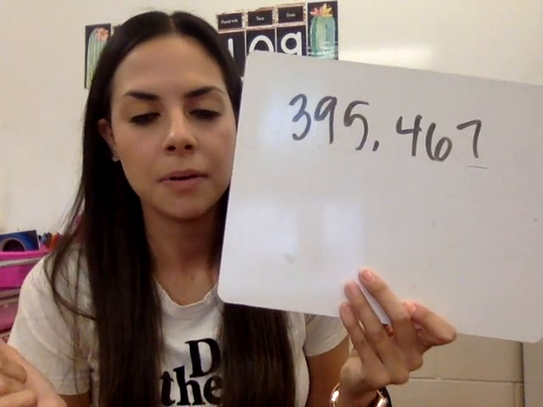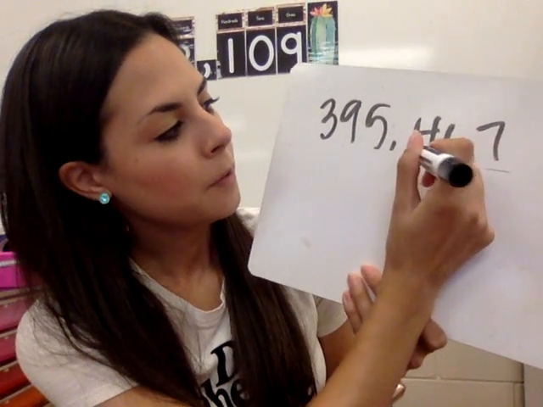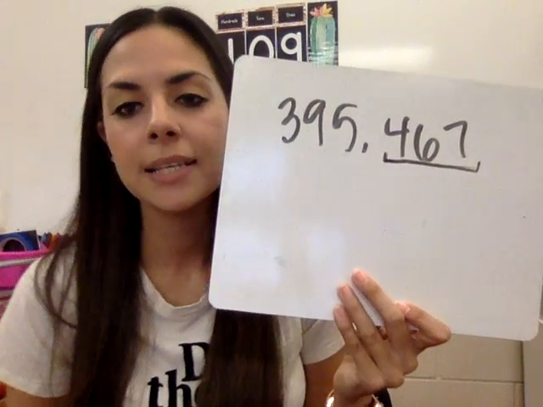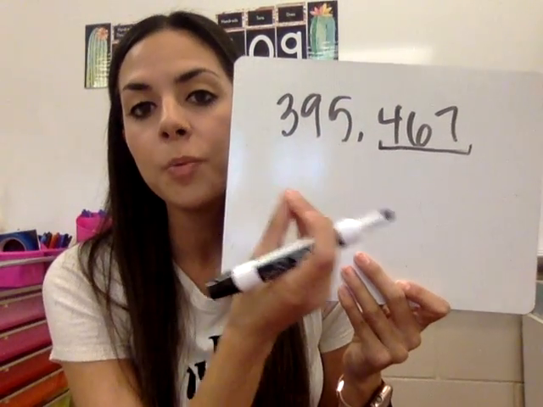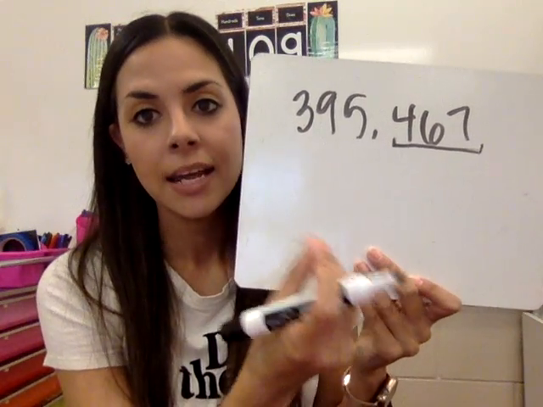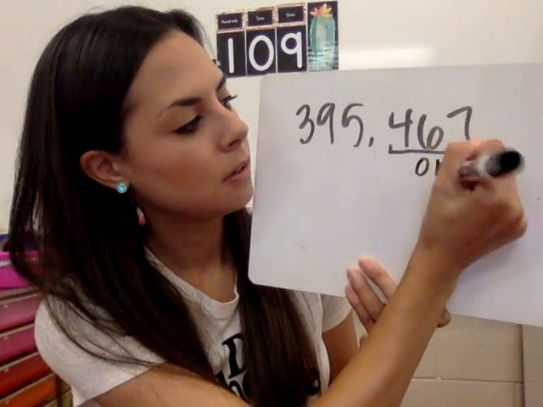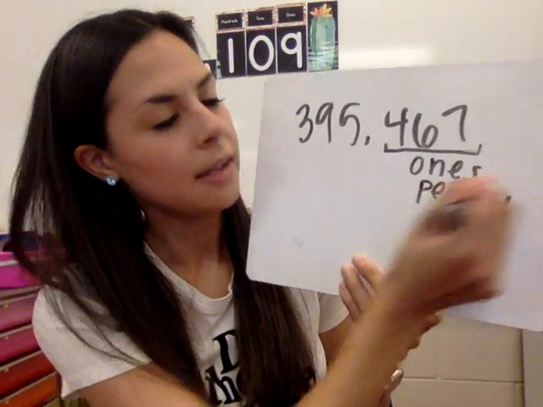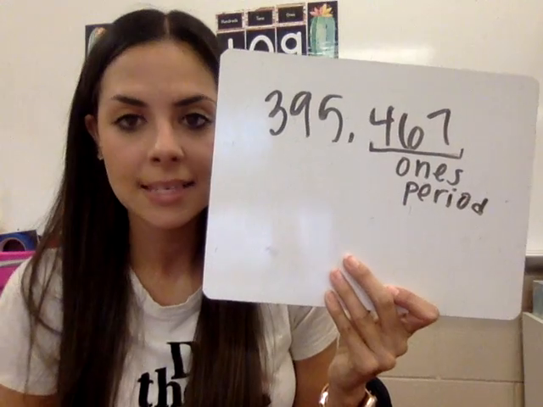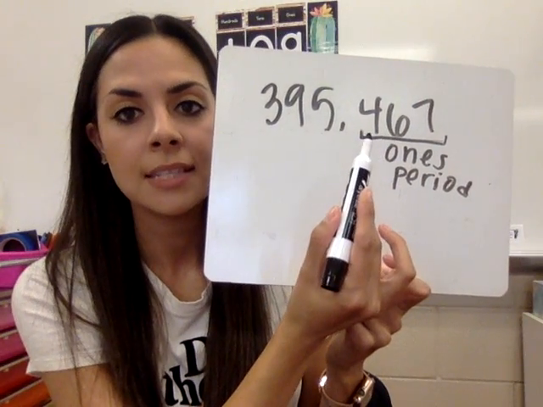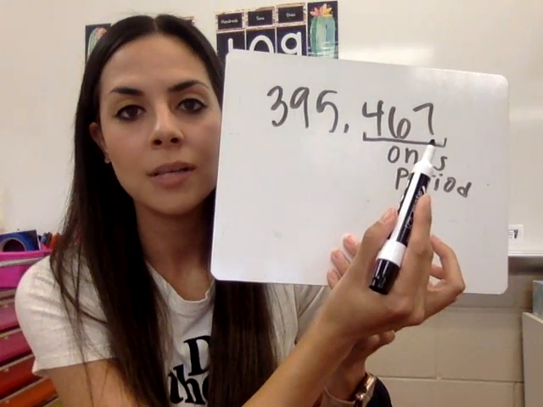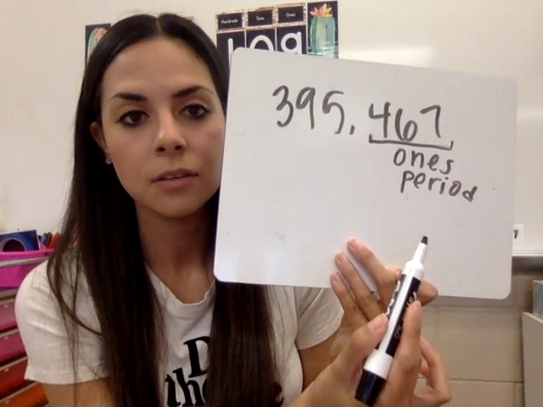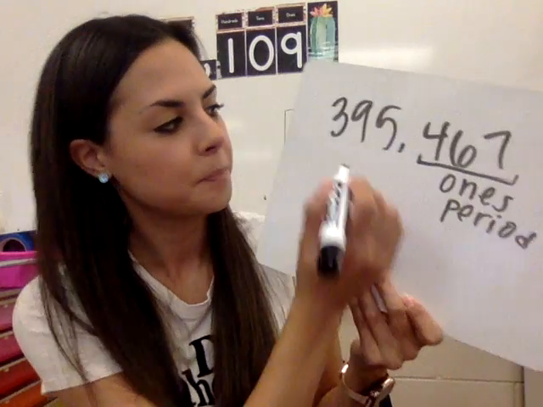I want you to take a look at this number. I want you to look at the numbers in the hundreds place, the tens place, and the ones place. We group those 3 places together into something called the ones period. Okay? So when you have a number like this, the numbers that are in the hundreds place, the tens place, and the ones place are grouped into something called the ones period. Okay? Those are the places in the ones period.